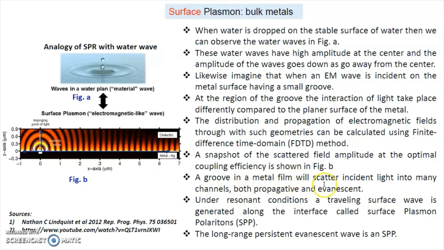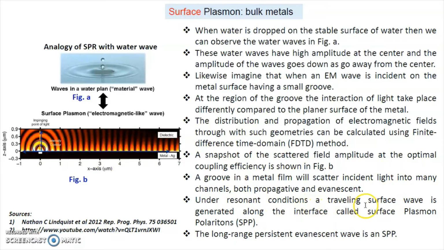in a metal film will scatter incident light into many channels. The scattering of light takes place in different directions, that is, in the x direction, in the y direction. Okay, so this is the y direction, let us say, and in this direction just below the metal. It means the groove scatters light into many channels, both propagative and evanescent. So it is propagative and it is evanescent also. Evanescent means its amplitude goes down with distance.